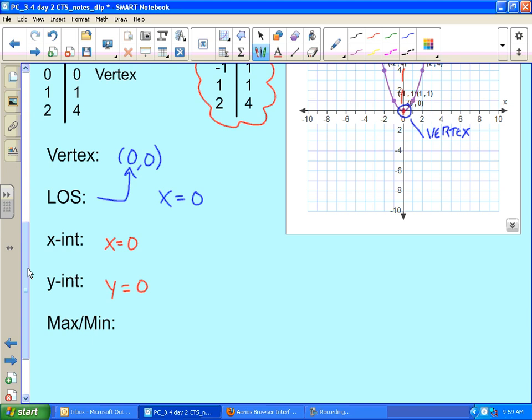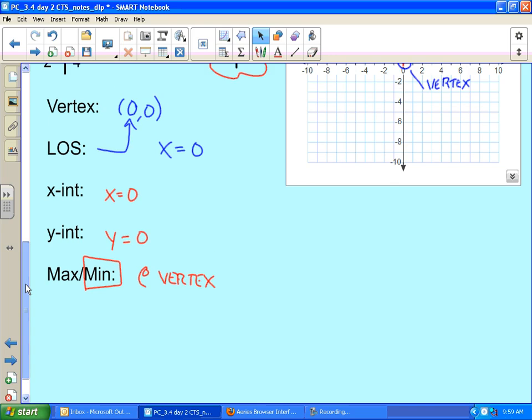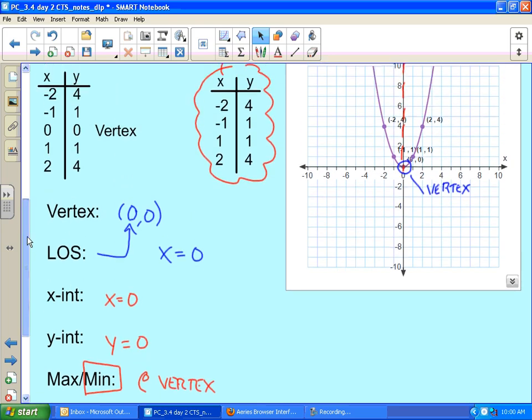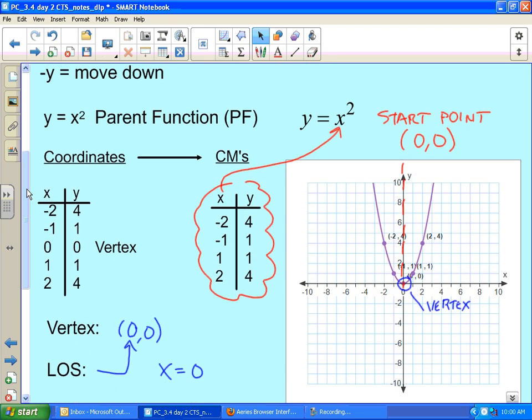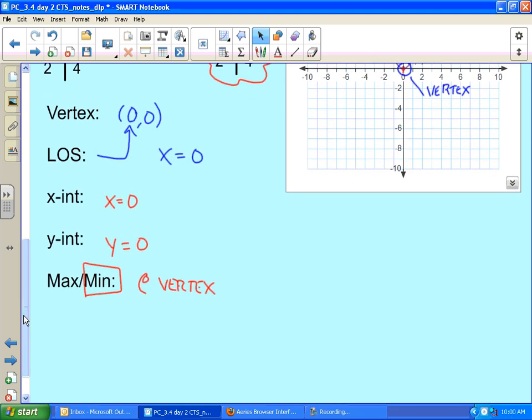And then now, because this graph opens up, we know we have a minimum value at the vertex. That's what that means. Is the vertex the biggest point, like you guys are saying, the highest point or the lowest point? This one is the minimum, the smallest. So there's our review of parent functions, and then now we're going to start to manipulate things. Transformations.